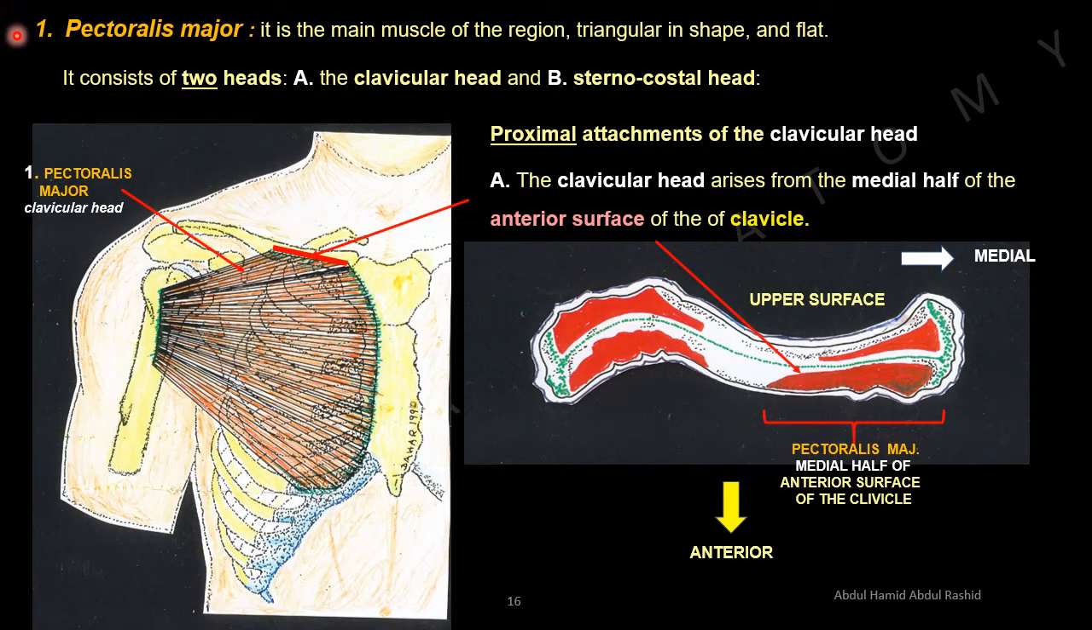Number 1, pectoralis major muscle. This is the pectoralis major muscle. Look here, it is the main muscle of this region, triangular in shape and flat. The pectoralis major muscle consists of two heads, that is two parts. Number A, the clavicular head, clavicular part, and number B, sternocostal head or sternocostal part.